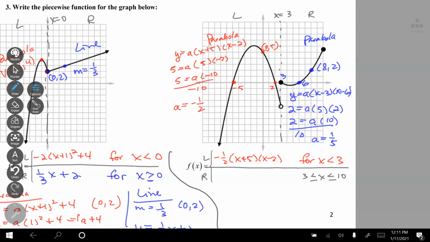This is a concave up parabola, so it's going to be 1/5 (x - 3)(x - 6). That is the equation of that right side of the right parabola, and it's going to be for 3 less than or equal to x less than or equal to 10, because I have two solid dots, one at x equals 3 and one at x equals 10. So we've gone through graphing piecewise and writing formulas for piecewise.